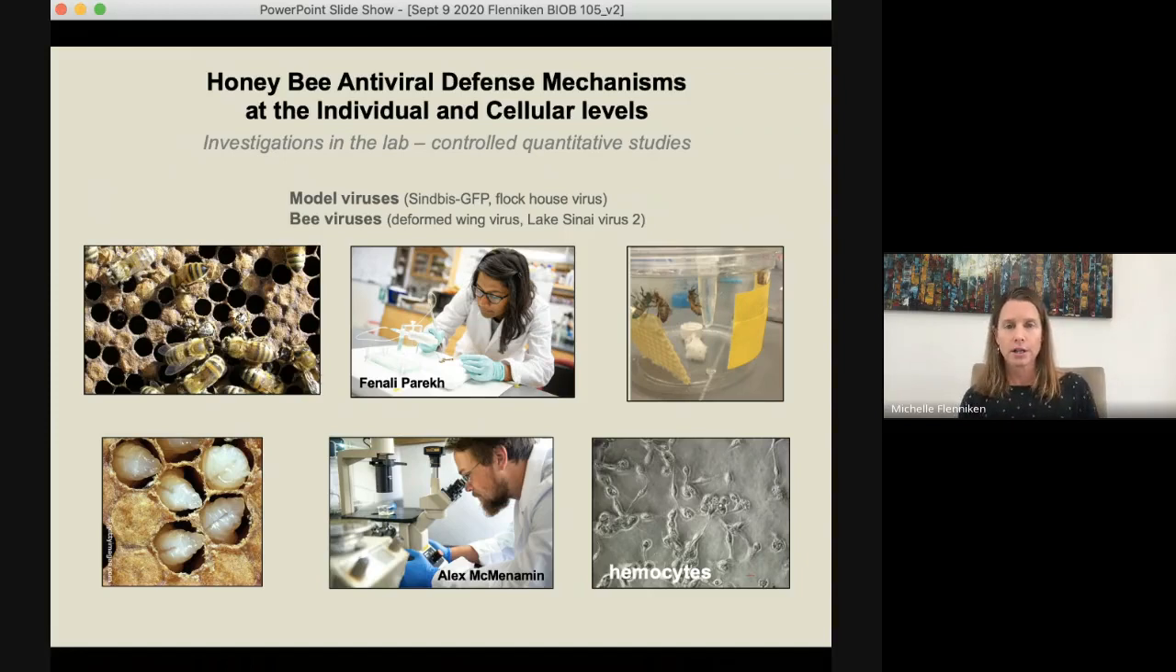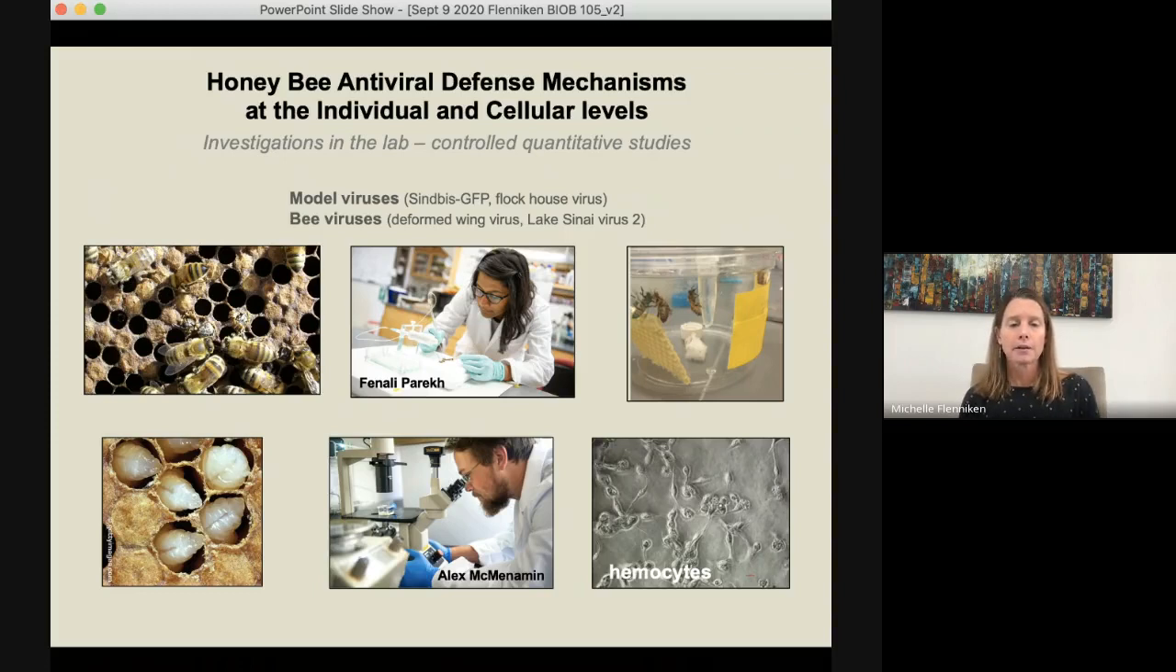In the middle image here on the top, you see Finale Perrick. She's a graduate student in the lab. She's giving the bees an artificial mite bite with a dose of virus and then double-stranded RNA, which we appreciate is an immunostimulatory molecule. And then the bees live out their days in these little deli-style apartments in the lab.